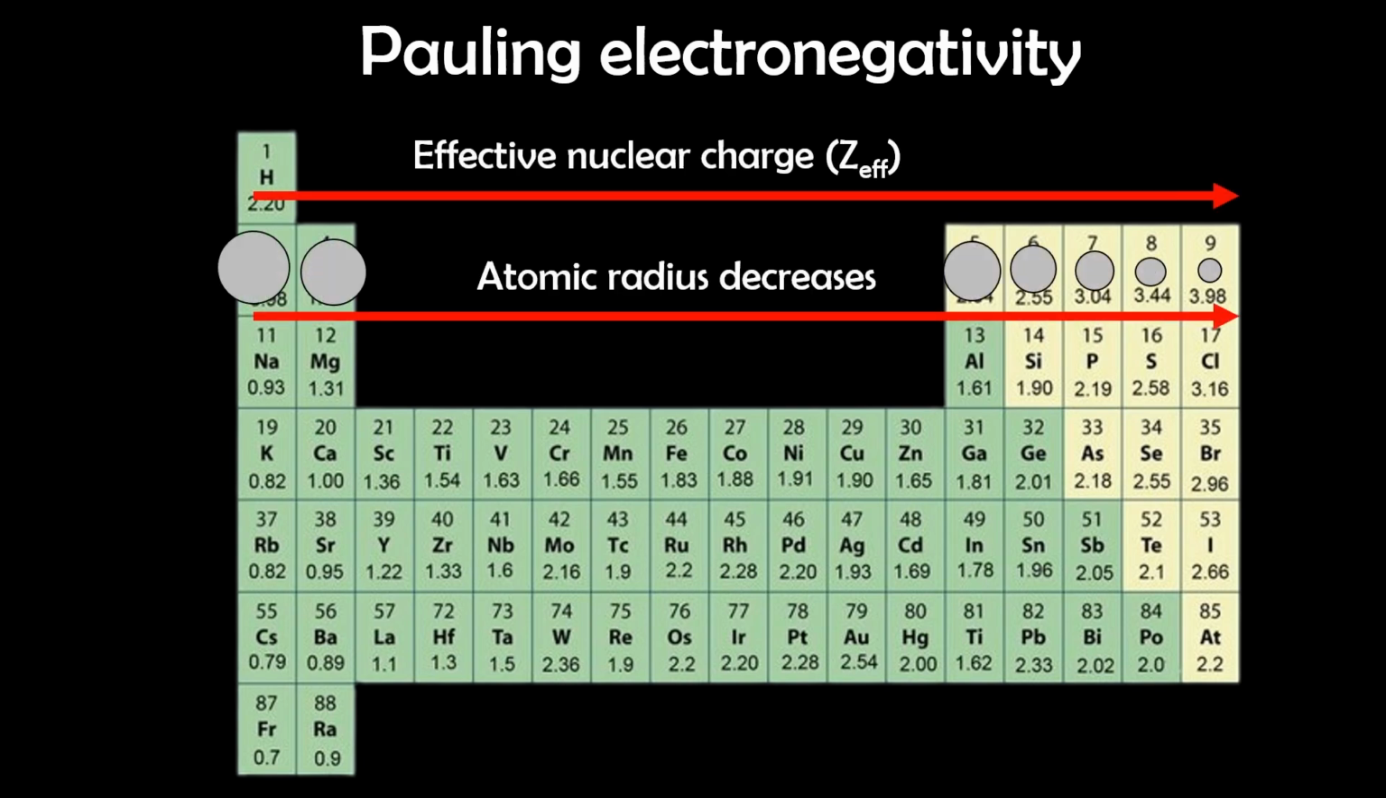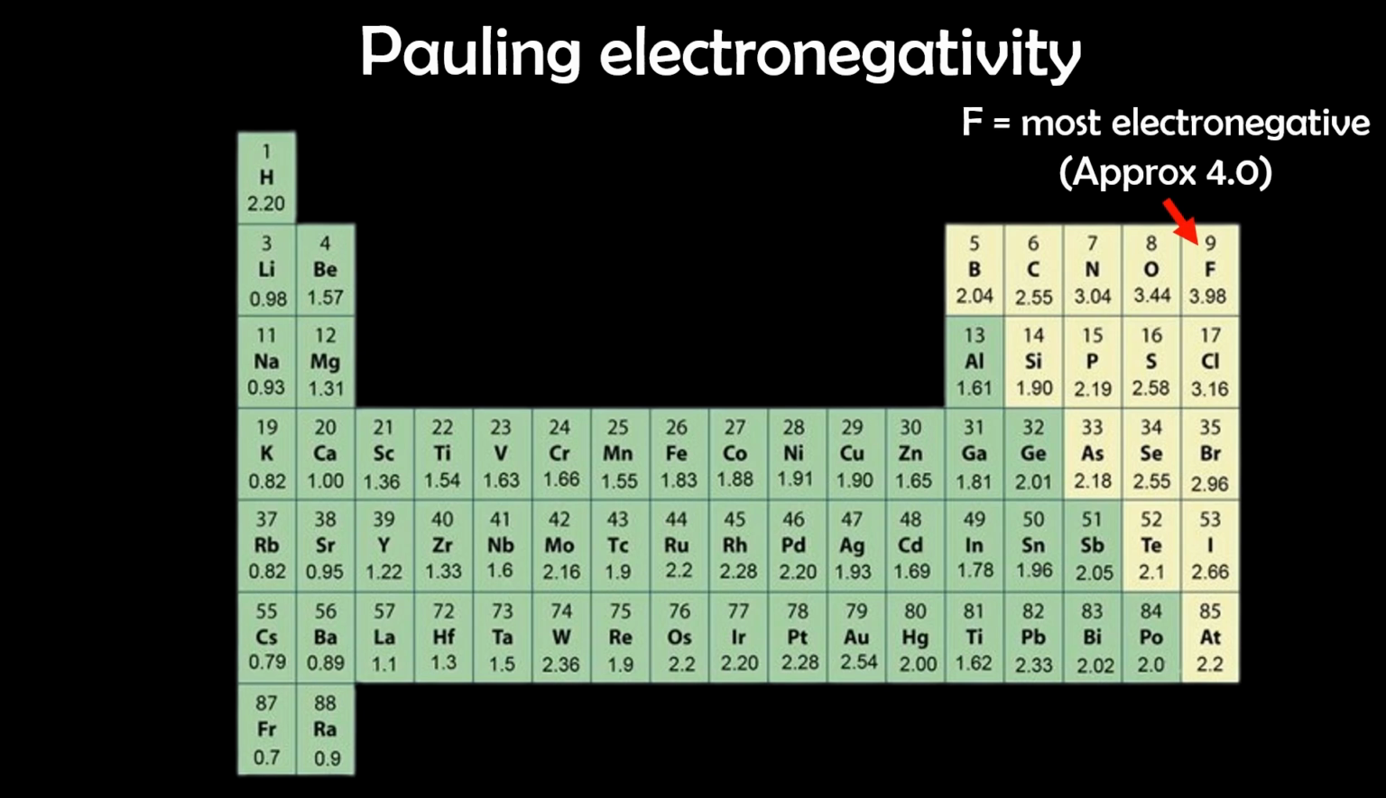Electronegativity increases from left to right across a period due to the increase in effective nuclear charge and the decrease in atomic radius. So this means that as you move across a period, the nucleus has a greater positive charge and the atom is smaller, so it pulls electrons more strongly. So for example, fluorine with an electronegativity value of 0.4 is the most electronegative element.